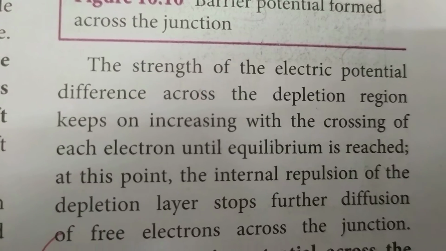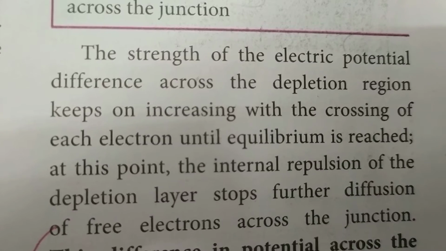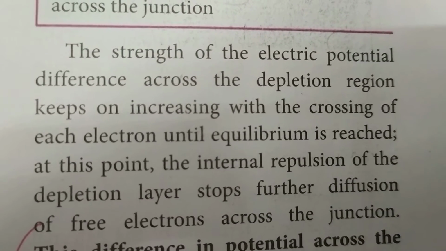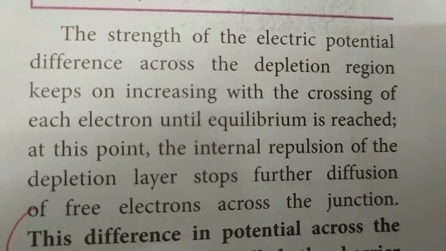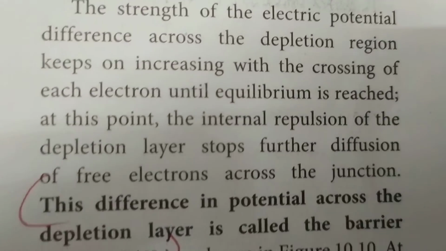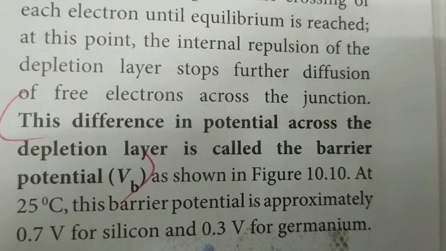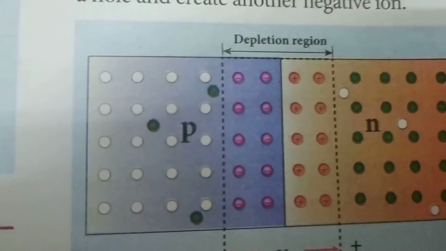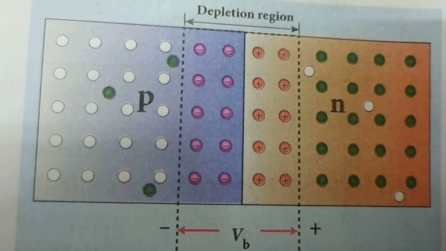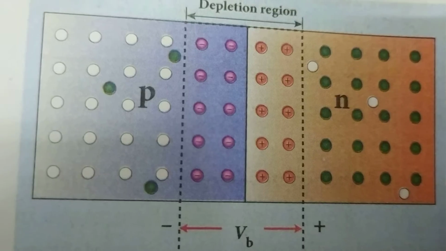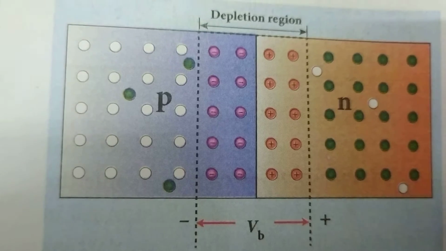When you give the electric potential difference across a depletion layer, it keeps on increasing with the crossing of each electron until equilibrium is reached. There is a particular time after which the internal repulsion will stop, and the difference in potential across a depletion layer is called barrier potential, and that is called VB. In this diagram we have negative ions in the p-type and positive ions in the n-type. These positive ions and negative ions set up a potential difference, and this is called barrier potential.